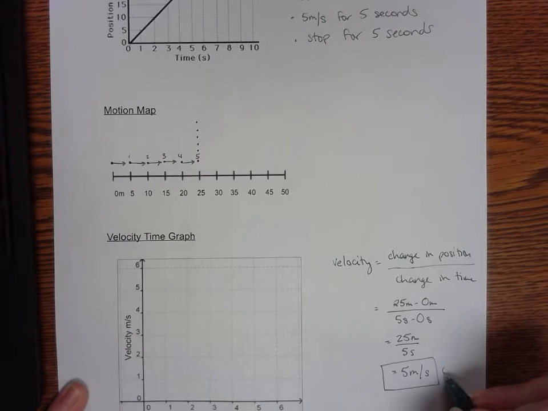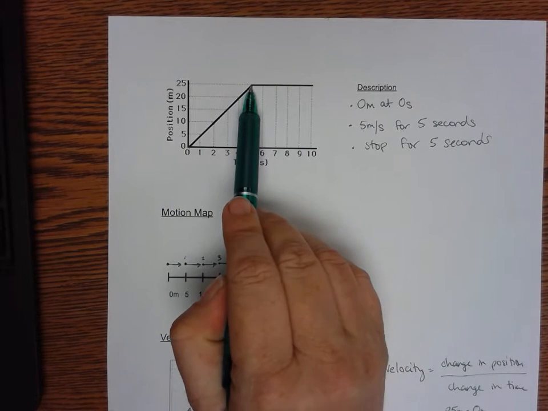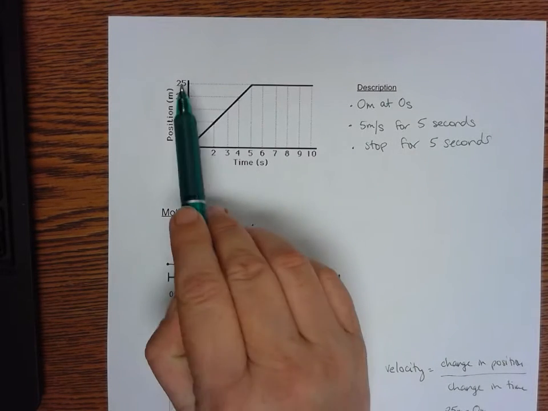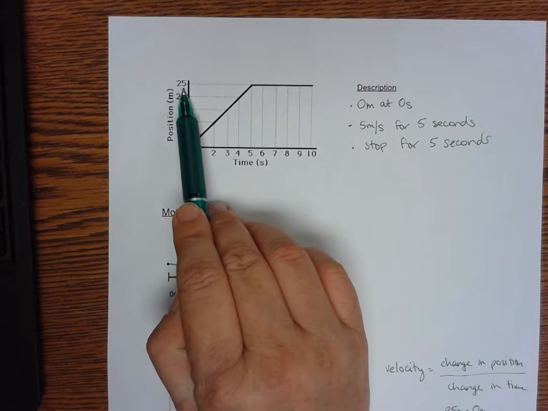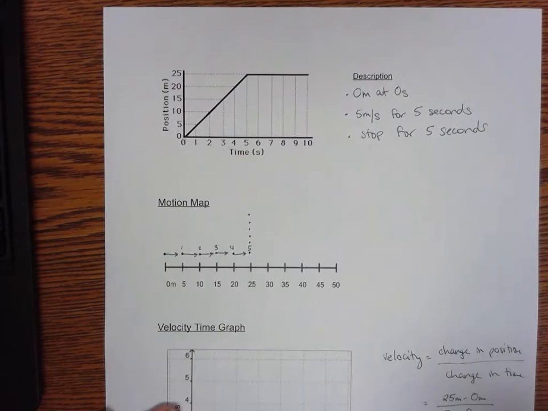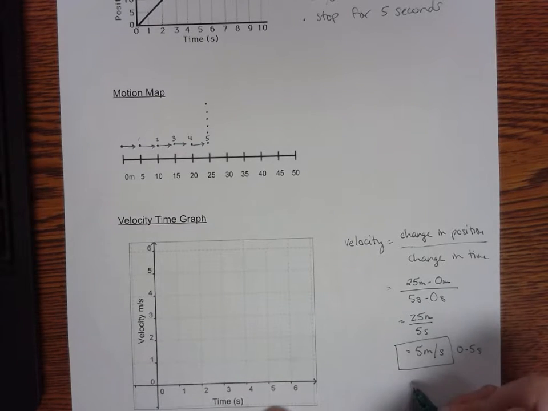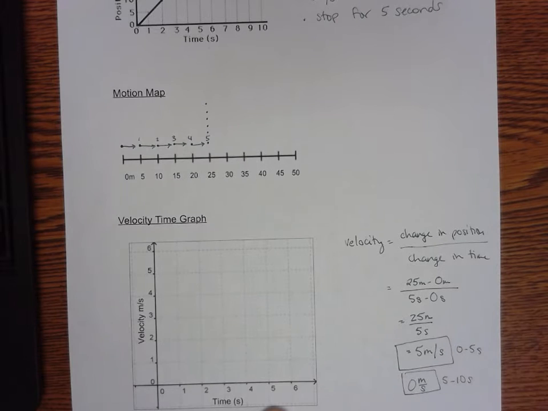Now, this is for 0 to 5 seconds, and then at 5 seconds, my motion changed. So if I look back at my position time graph, from 5 seconds to 10 seconds, my position never changed, which means my velocity is 0. The slope of this graph is also 0. So it's 0 meters per second from 5 seconds to 10 seconds.